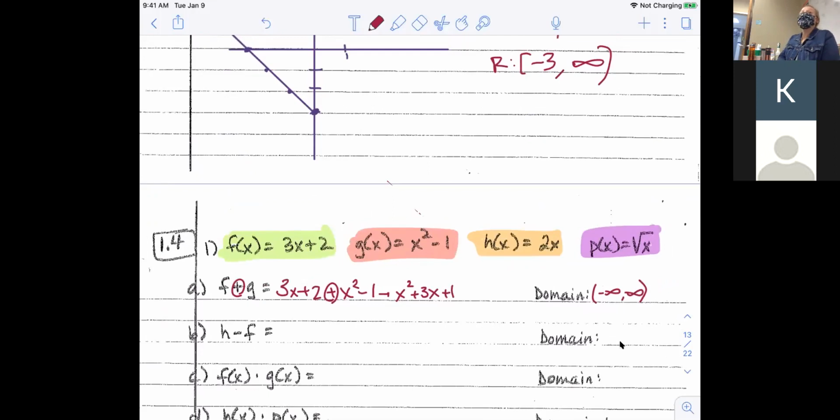It's all real numbers. You can square anything. You can multiply 3 times anything. You can add 1 to anything. Any number works there. All right, next one is h minus f.